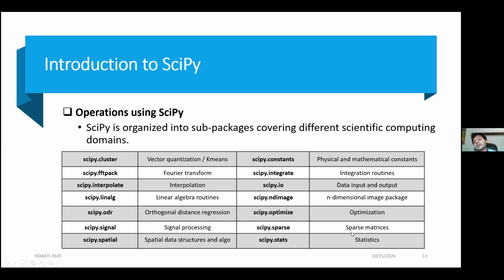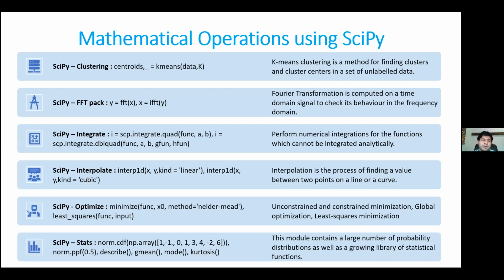Sparse matrices are those type of matrices where most of the elements are zero, and only a few elements are non-zero. So we can use specialized algorithms for very fast computations. There are integration routines also, and statistics. These are most of the libraries that SciPy provides that we commonly use. Now I'll go through some examples.